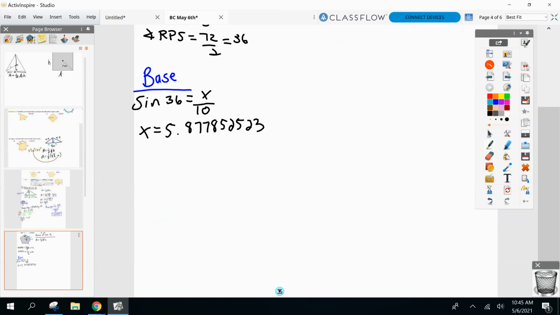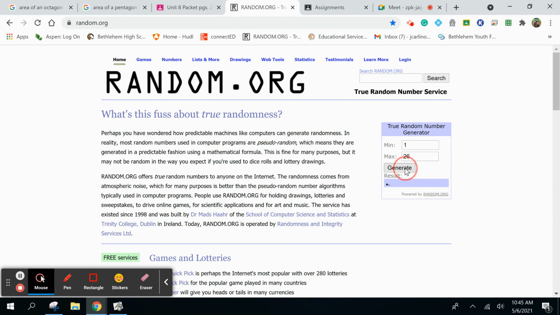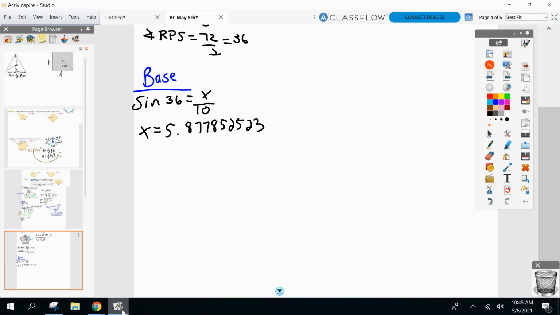That's not my base, though. Good try. Why is it not my base? Emma? Only half of it, so make sure we multiply this by 2 right now. Multiply by 2 in your calculator. Am I even going to round this number I'm looking at now? No, we're not even close to done. There you go. There's the base length.